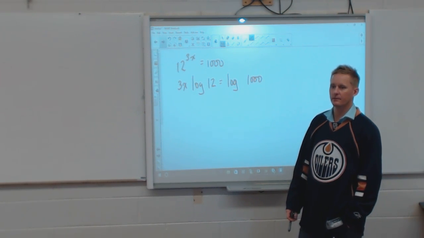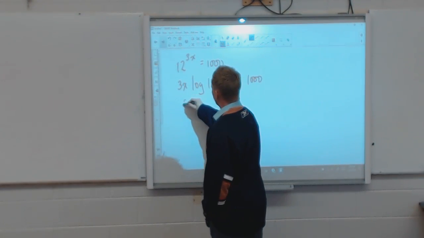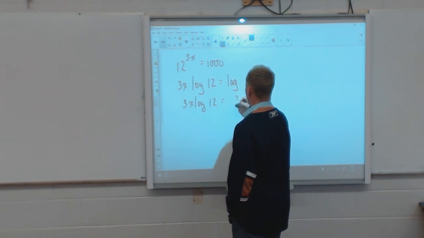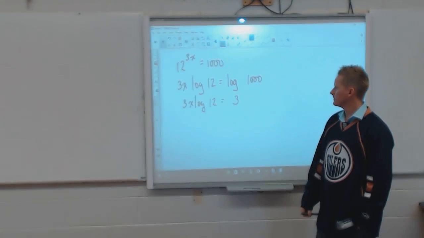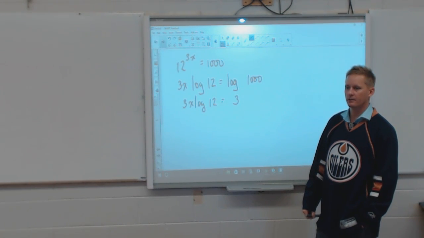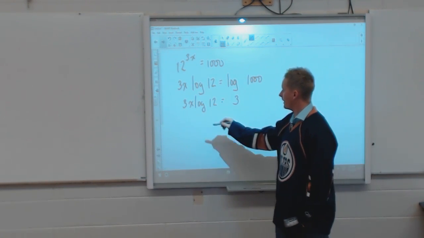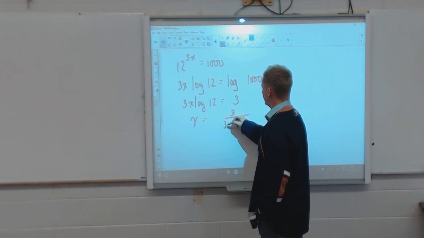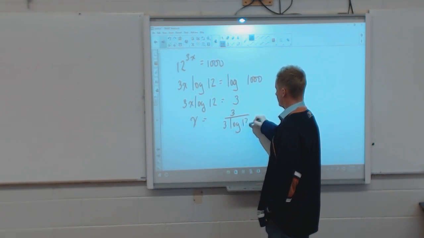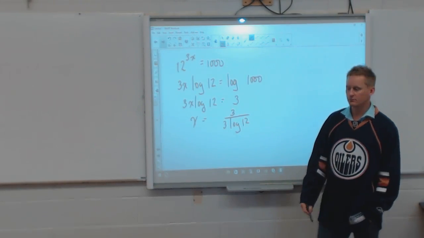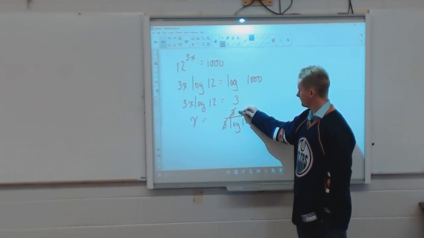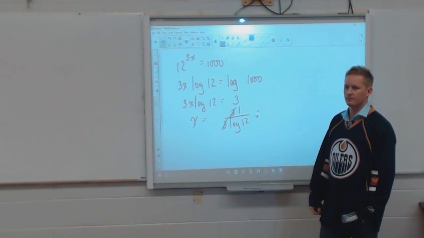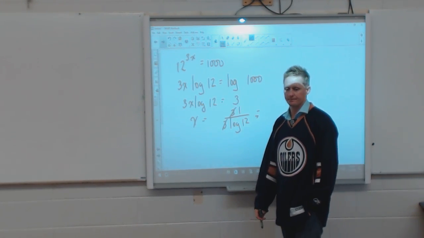Okay, so here's what you have. 3x log 12 is equal to 3. So far, right? Now I have to divide. So x is equal to 3 divided by 3 log 12. Your solution is 1 over log 12, whatever that is on your calculator.